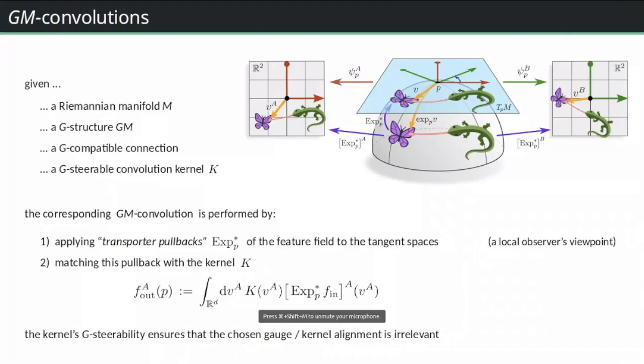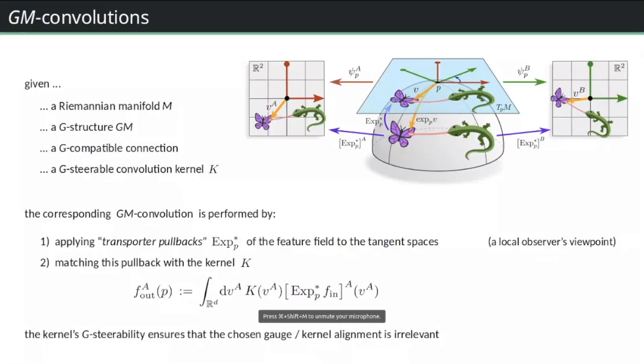And then finally we need a G-steerable convolution kernel on our manifold. Having that, we can apply our convolution in two steps. The first one is we apply what I call a parallel transporter pullback of the feature field to the tangent spaces. I said we take our kernel and put it on the tangent space and project it down, but actually we do the opposite. We have the kernel in our tangent space, and then we have a pullback of the feature field back to the tangent space.